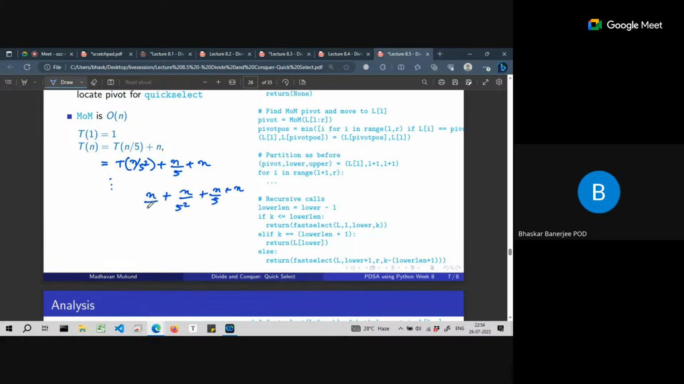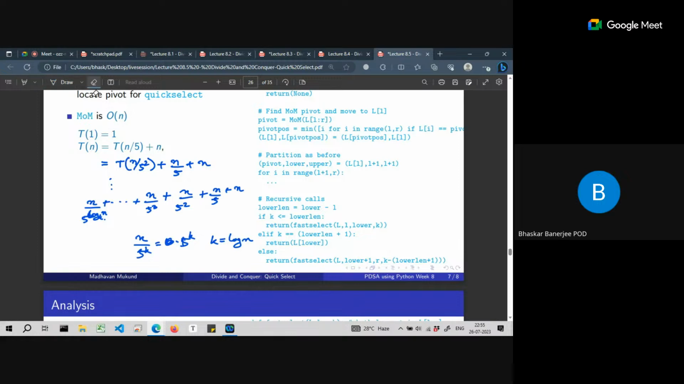Plus n by 5 to the power 3 plus dot dot dot. At one level, it would be n by 5 to the power k. At the kth level, it is log n base k. Sir, actually k is log of n with base 5. N by 5 to the power k equal to n, so k equals log n.